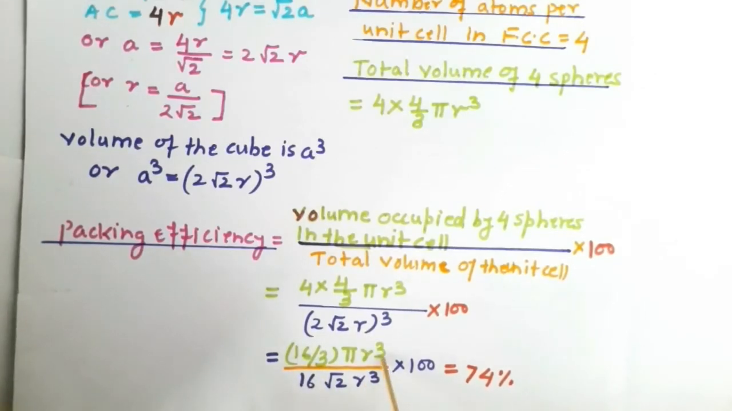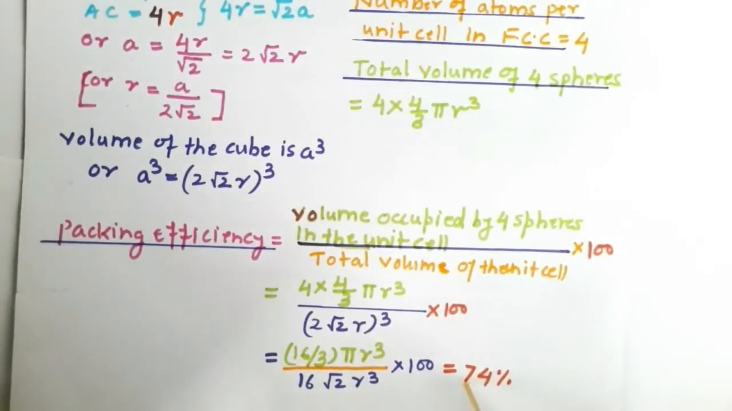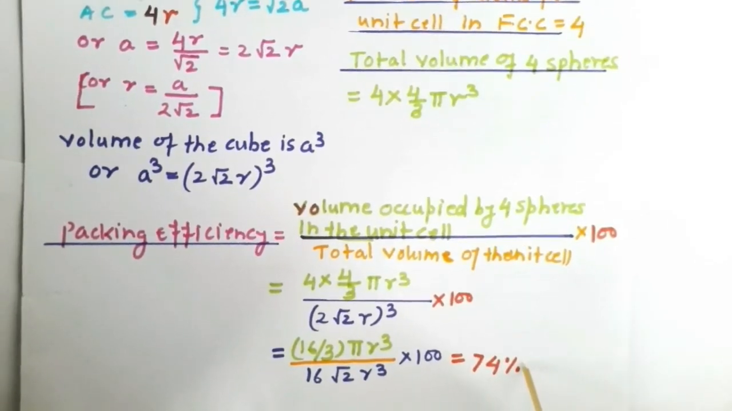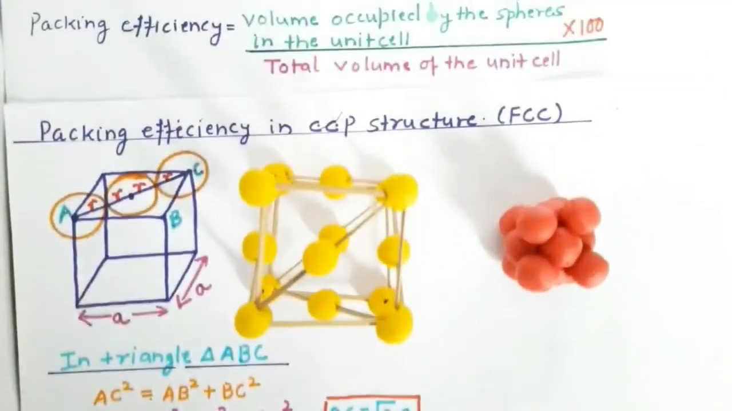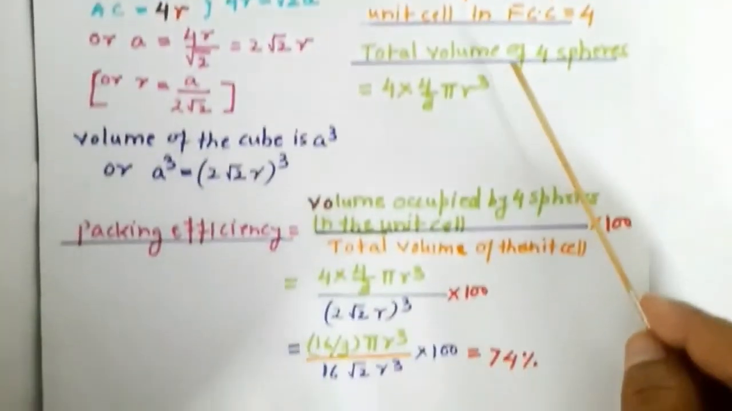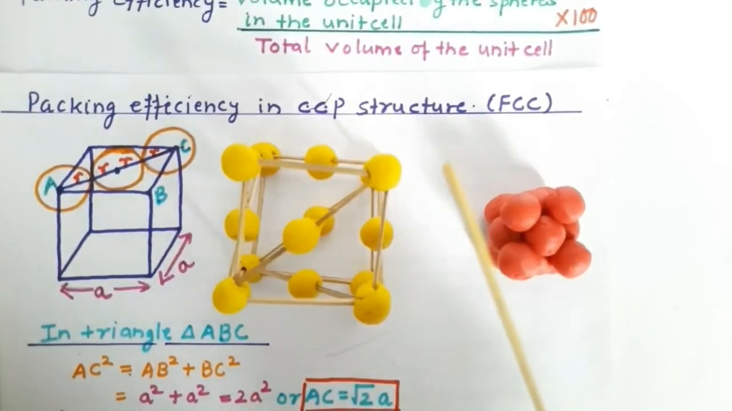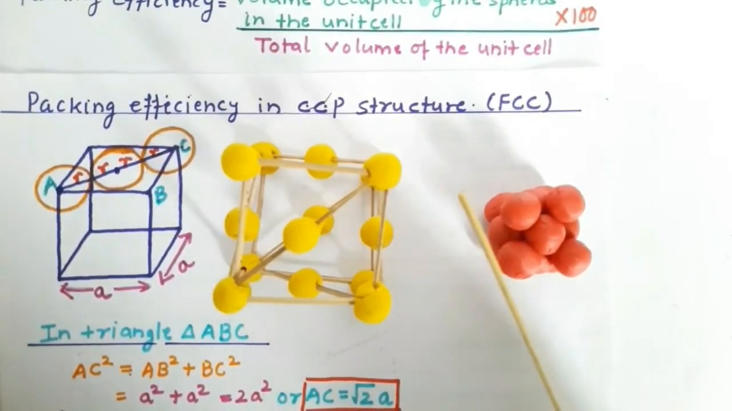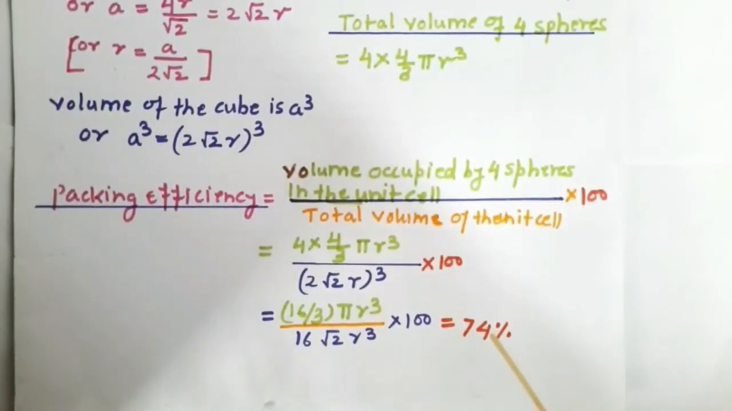This r cube will cancel out, and on solving this expression we get 74% as a packing efficiency. So packing efficiency in case of face centered cubic unit cell comes out to be 74%. This packing efficiency of FCC and CCP as well as HCP, all the three have packing efficiency equal to 74%.